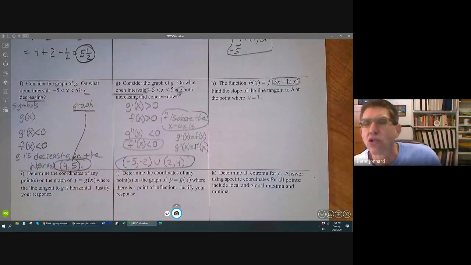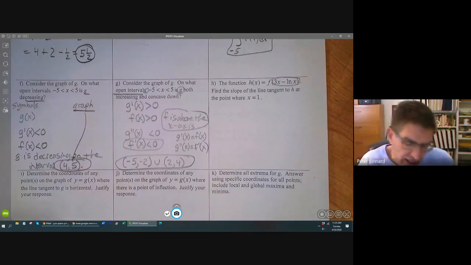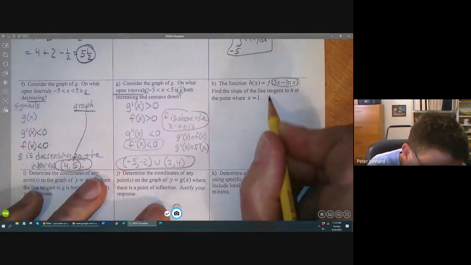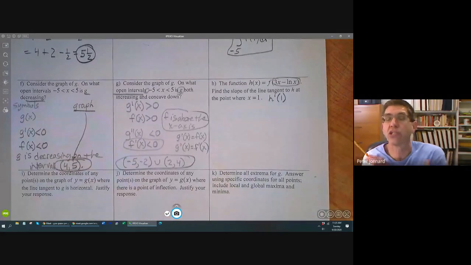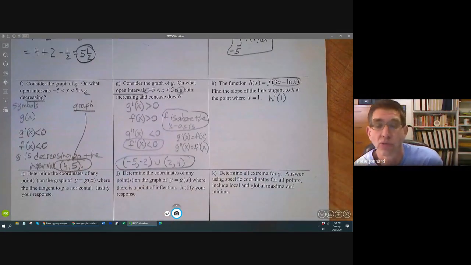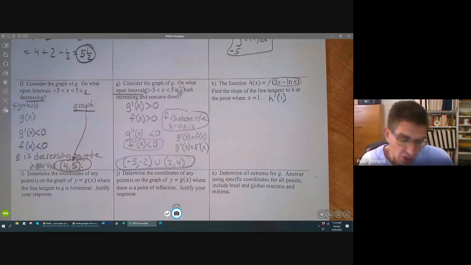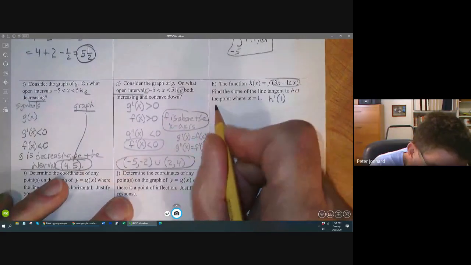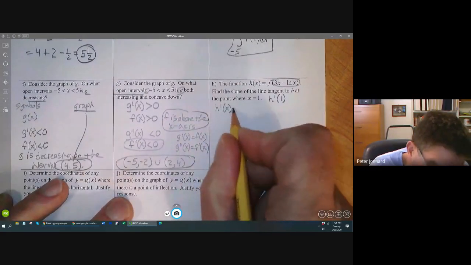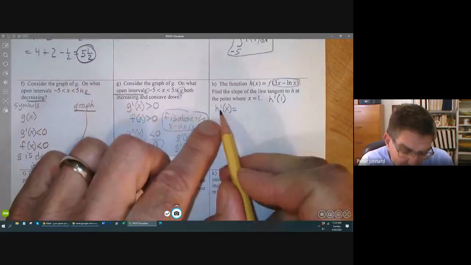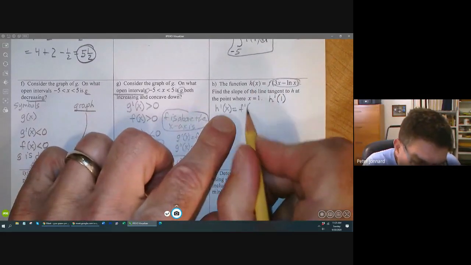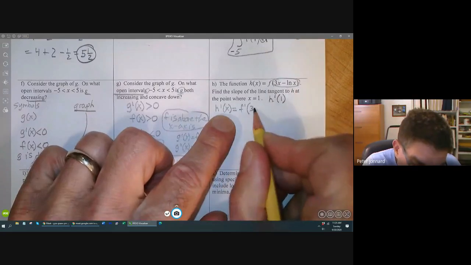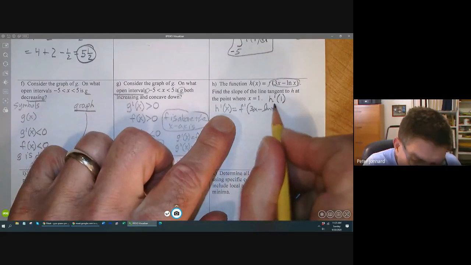So this is find the slope of the line tangent to h at the point where x equals 1. And so basically what that means is it's asking us to find h prime of 1. The slope of the line tangent to this function h at x equals 1 is literally h prime of 1. So first, we need to calculate h prime of x. By definition, if h of x is equal to f of something, that would be f prime of, leave the baby alone, 3x minus natural log of x.